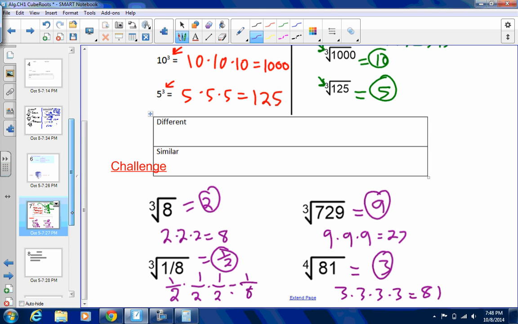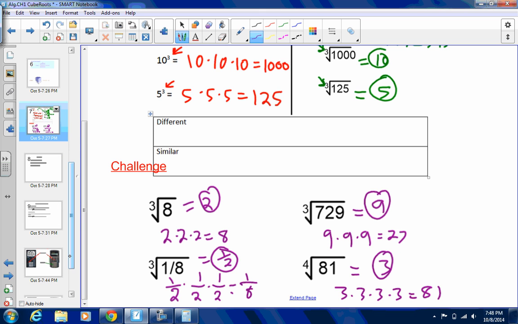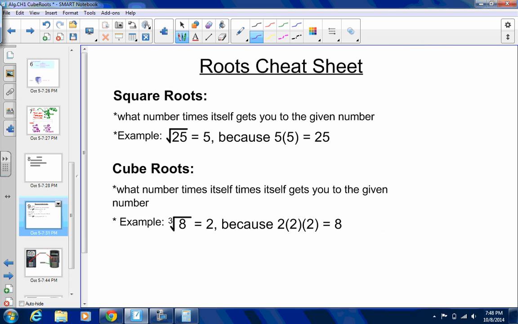All right, so that is our quick check of cube roots. If you want help remembering the difference between square roots and cube roots, here's a great little cheat sheet that you can leave on your screen. For the square root: what number times itself gets you to the given number? And for the cube root: what number times itself 3 times gets you to the given number?